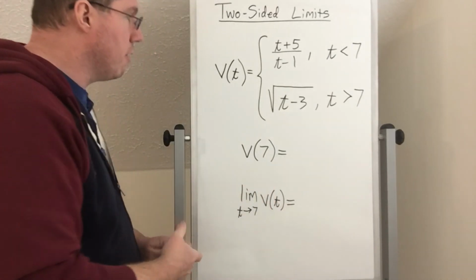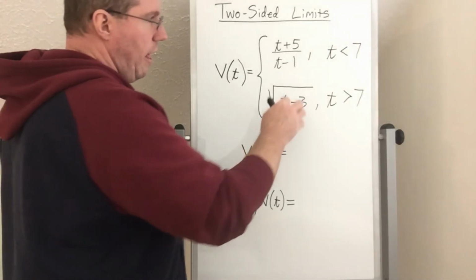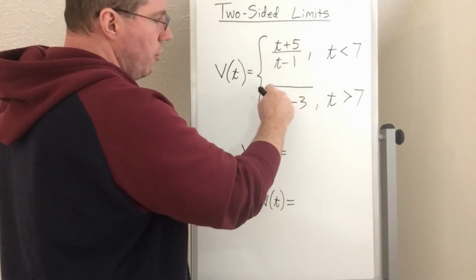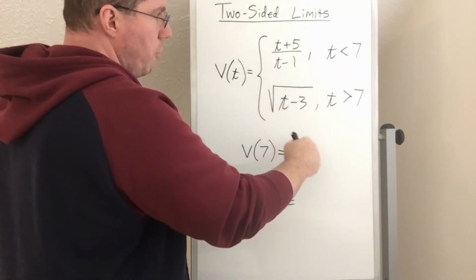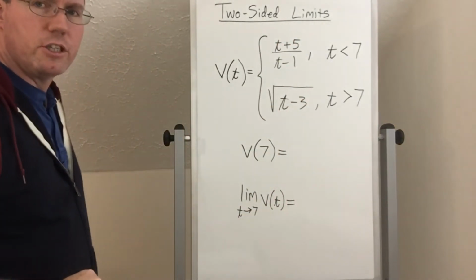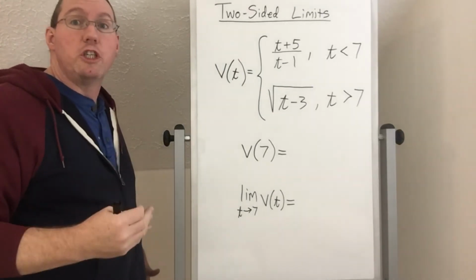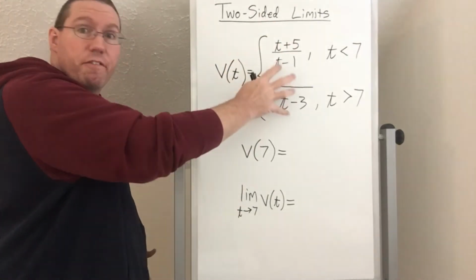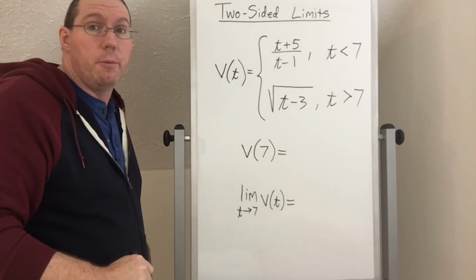The problem here is, oh, let's not mention that I gave you some crazy looking functions here. We have the square root of t minus 3 as one of the functions, and then a rational function, t plus 5 over t minus 1. Let's not mention that at all. Yeah, I'm just trying to stretch you a little bit to show you that we can have any kind of function in here. They don't have to be polynomial, okay?